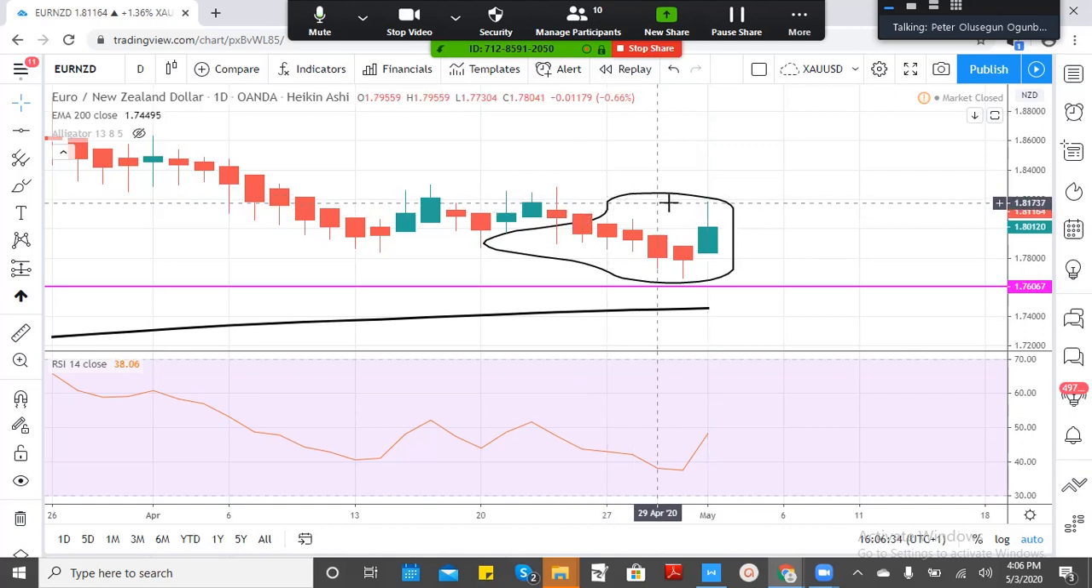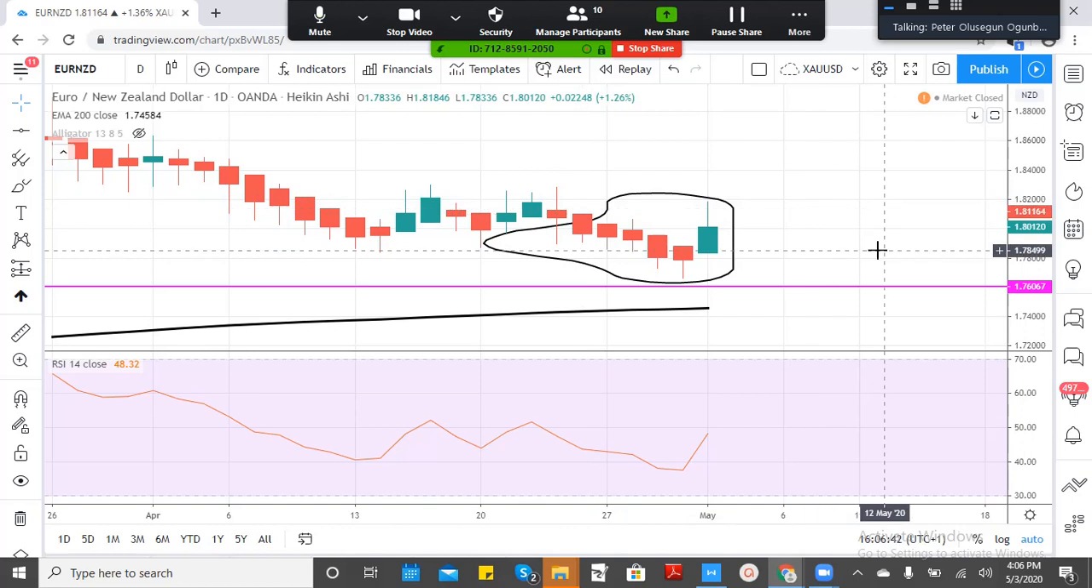Can you see the level? So they went lower here. The buyers got in here and pushed the price here. Okay. Now, I want you to see something again. Just follow.